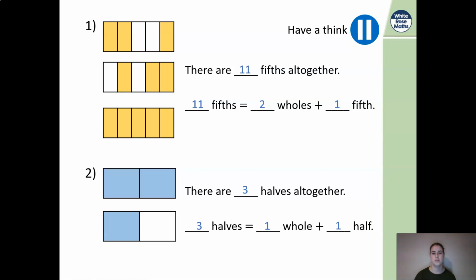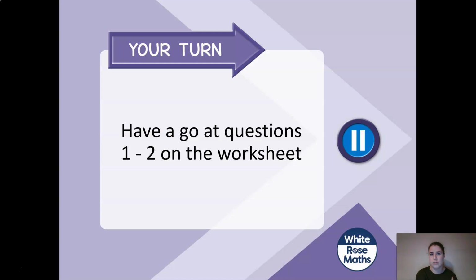So as long as you know your times tables, you can work out that if I've got 11/5, that means that 2 of them must be whole, because I can fit 2 whole groups of 5. So I can fit 5 and 10. And then that extra one left over, which is my remainder, would be your fraction. Okay. So based on that, we'll have a go at doing questions 1 to 2 on your worksheet, and then come back and we'll look at some more questions.